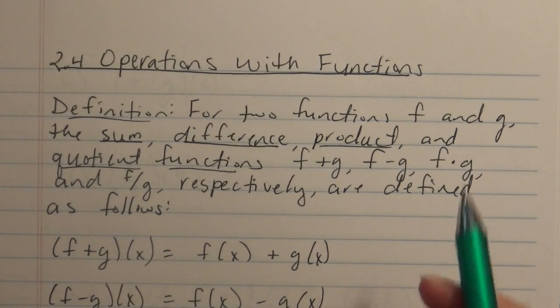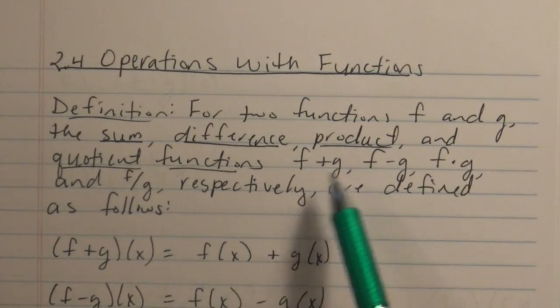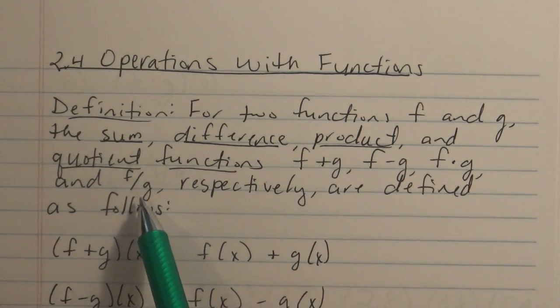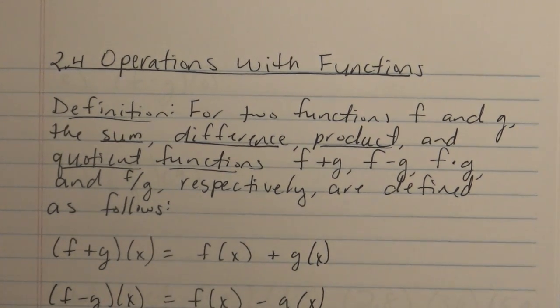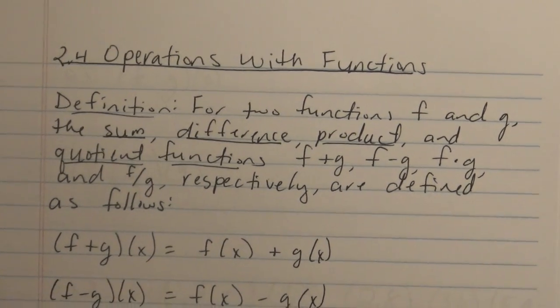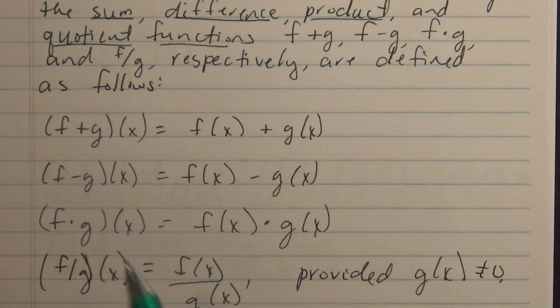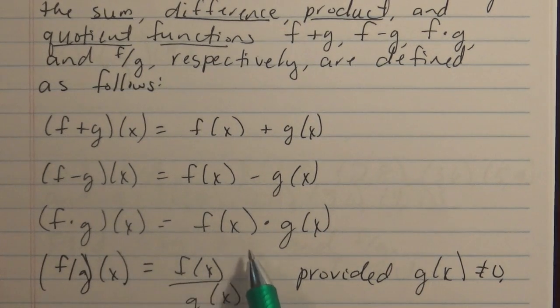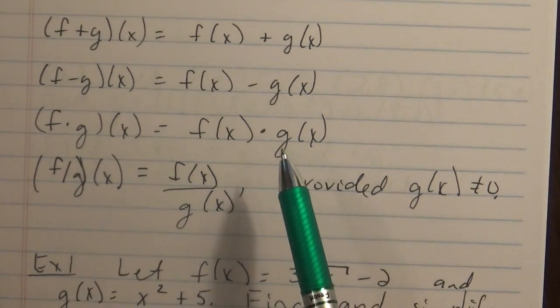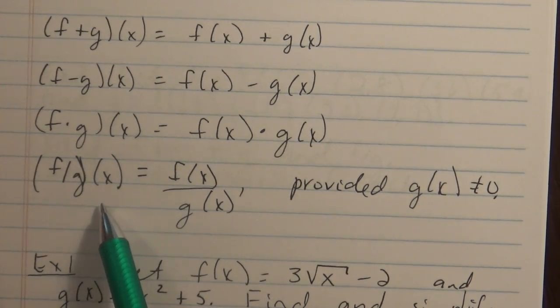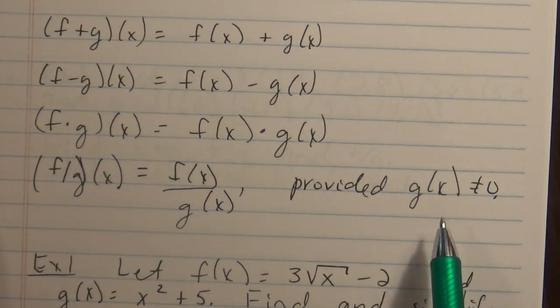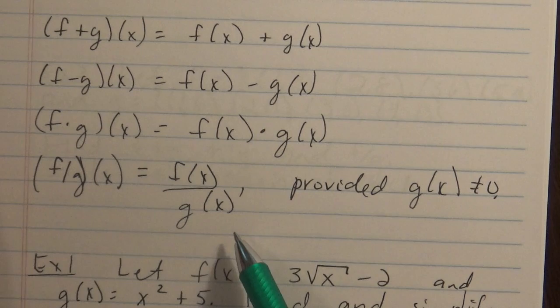For two functions f and g, the sum, difference, product, and quotient functions, f plus g, f minus g, f times g, and f divided by g respectively, are defined as follows. F plus g of x is equal to f of x plus g of x. F minus g of x equals f of x minus g of x. F times g of x is f of x times g of x. And f divided by g of x is the same as f of x divided by g of x, provided g of x does not equal 0. We know that our denominator cannot equal 0 if we're working with a fraction.